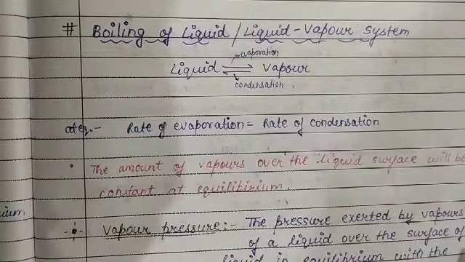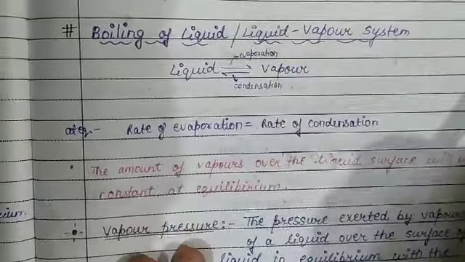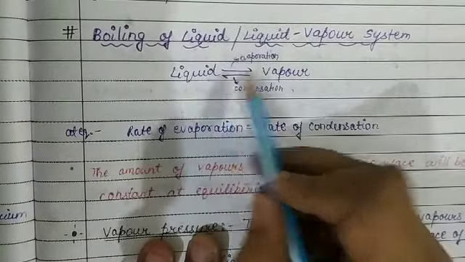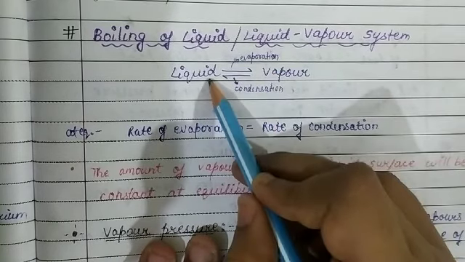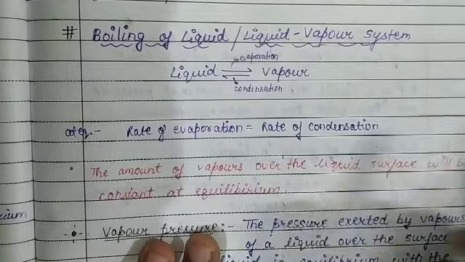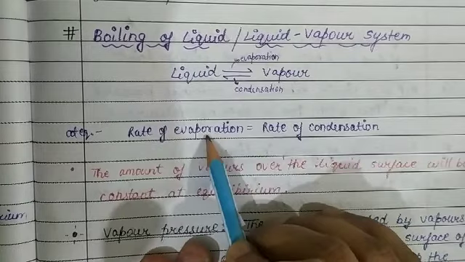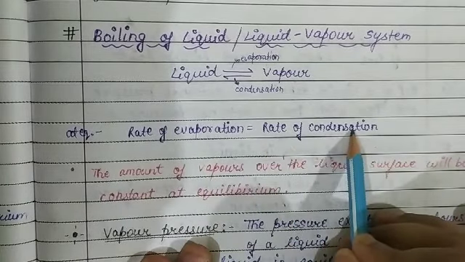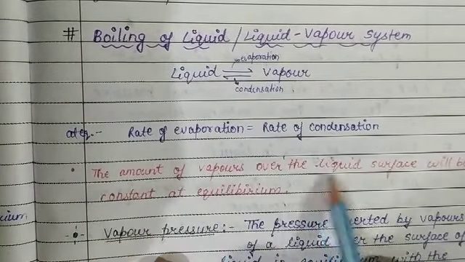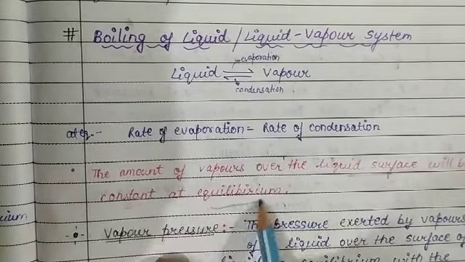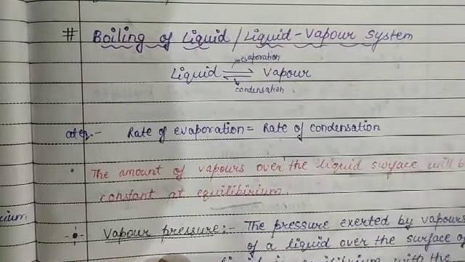Next we are going to discuss boiling of a liquid and the liquid-vapor system. When liquid changes into vapor, we call it evaporation, and when vapor changes into liquid, we call it condensation. At equilibrium, the rate of evaporation is the same as the rate of condensation. And the amount of vapors over the liquid surface becomes constant at equilibrium.